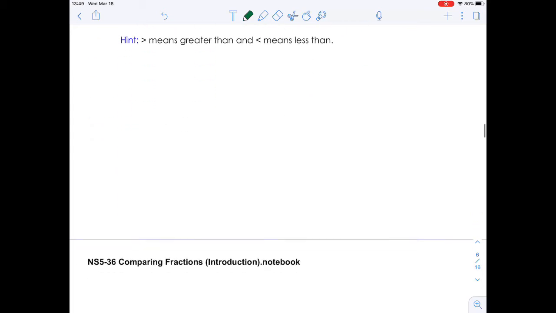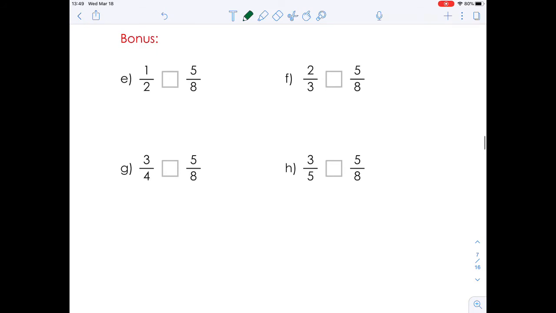Anyway, we have 4 more bonus questions here for you, so go ahead and pause the video and try these ones out. So 1/2 is less than 5/8. 2/3 is greater than 5/8. 3/4 is greater than 5/8. And 3/5 is less than 5/8.